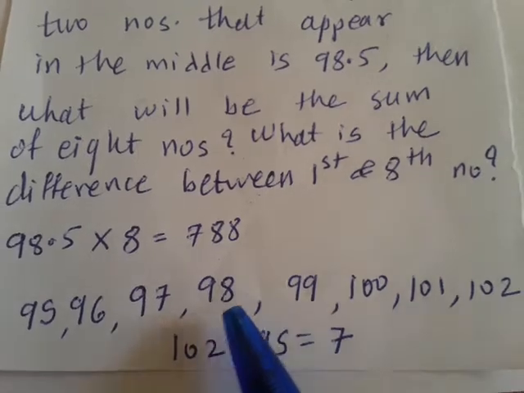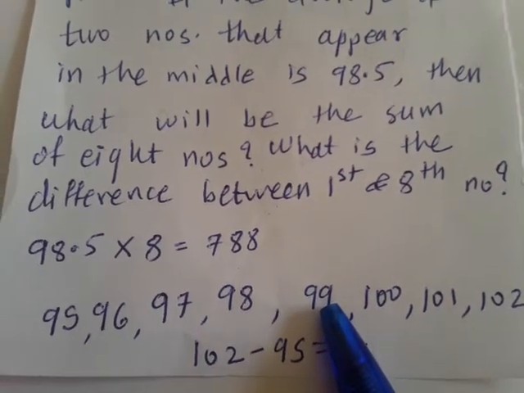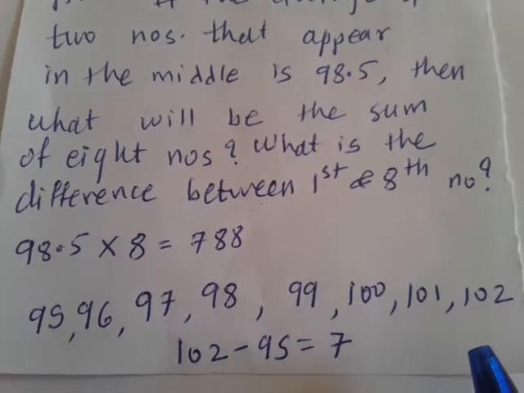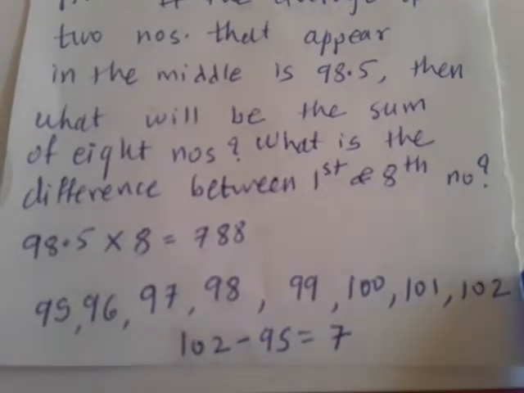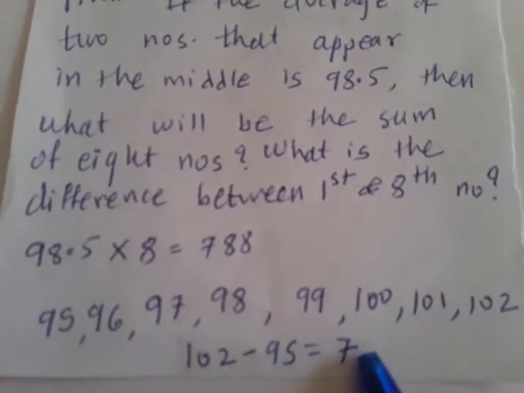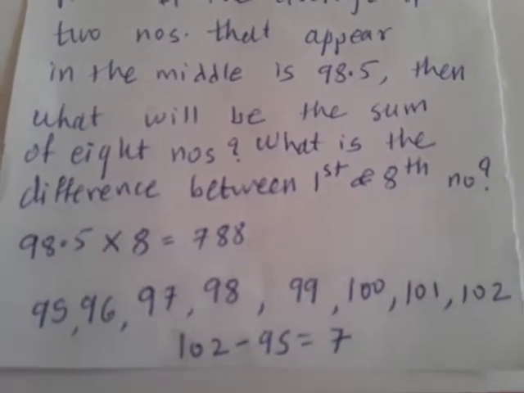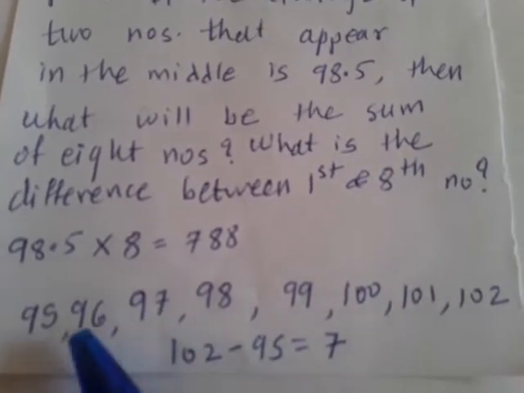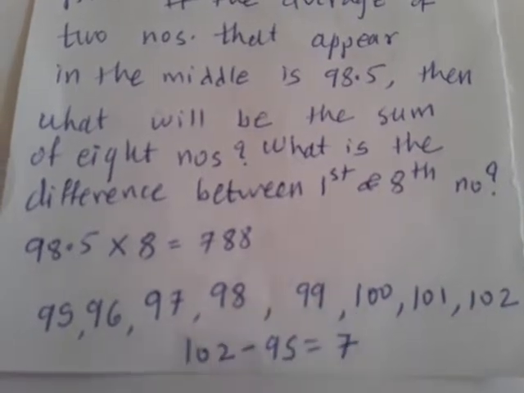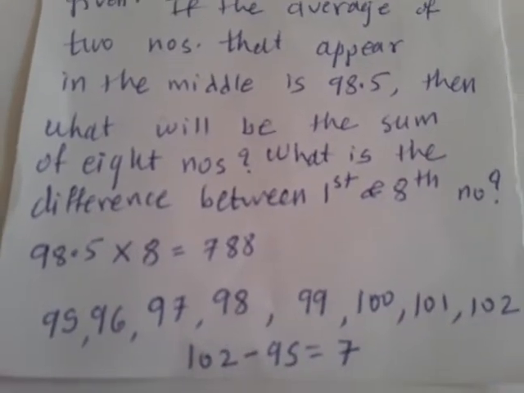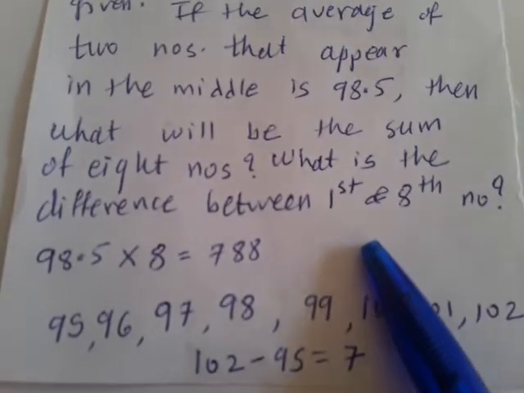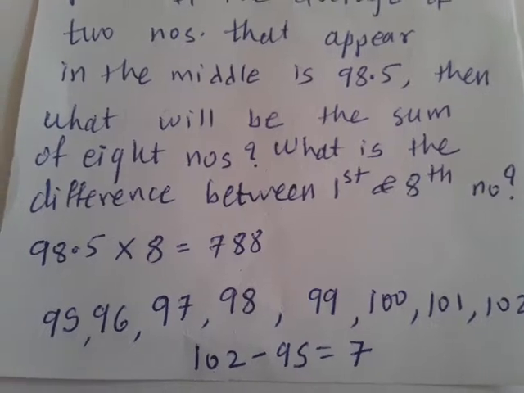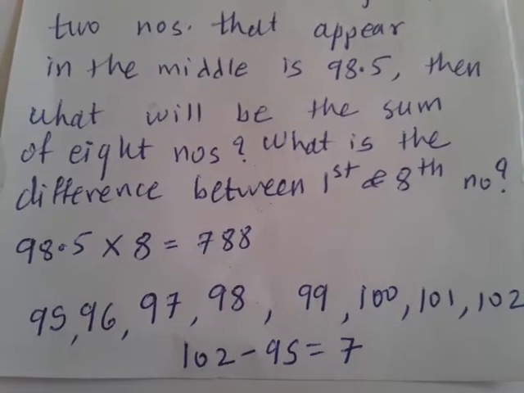If the middle two numbers are 98 and 99 and these are 8 consecutive numbers, we can just write the numbers like this. And what will be the difference between the first and eighth number? It will be 7. They can ask you anything. What is the second last number? What is the third number? The question can be anything. But once you get these numbers by your common sense, you can easily answer the question. Now this was a shortcut trick. In school you have learnt it in a different way. Now let's see the way you solve this question in schools.